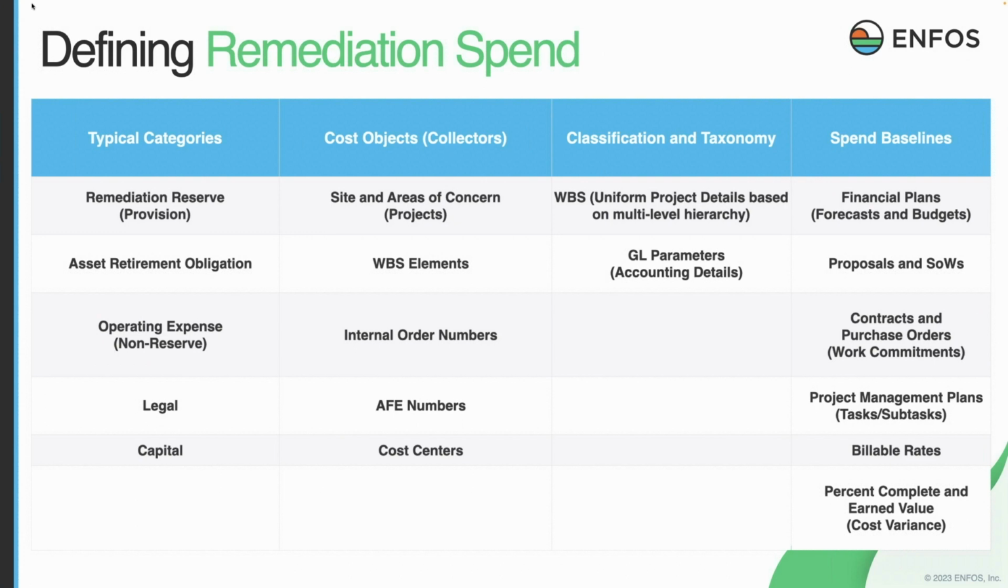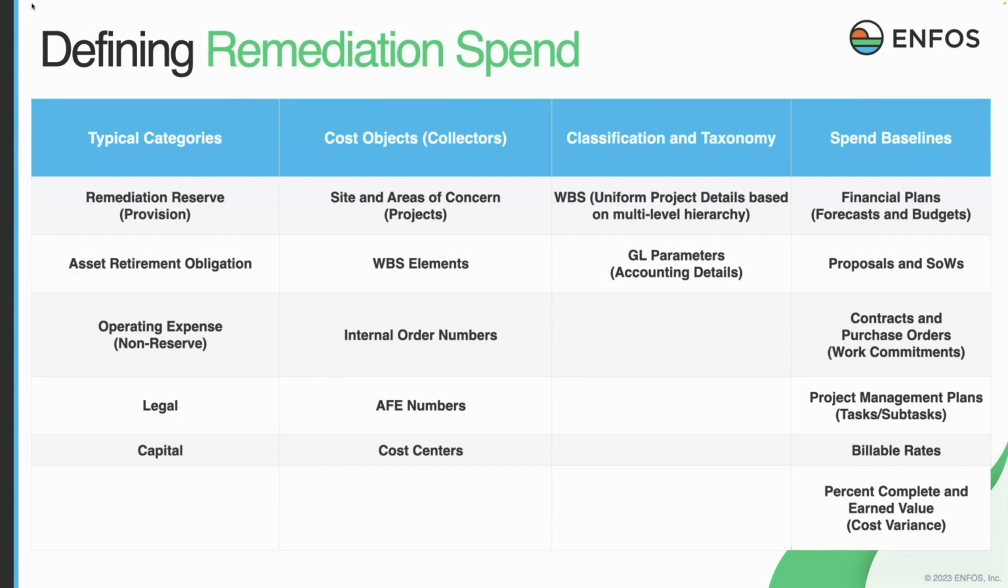So let's start with some definitions. And this is our take on defining this overall category of remediation spend. And within remediation spend, we've got multiple subcategories listed here in the first column called typical categories. There's the remediation reserve or provision, another name for it.